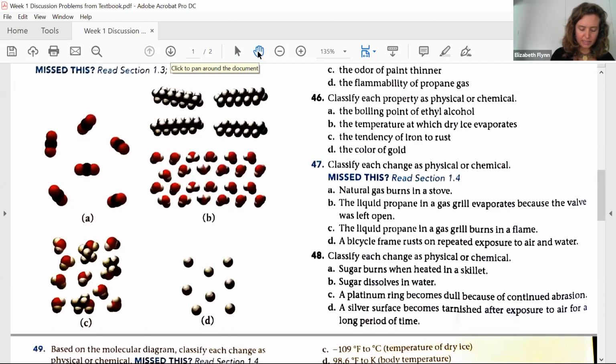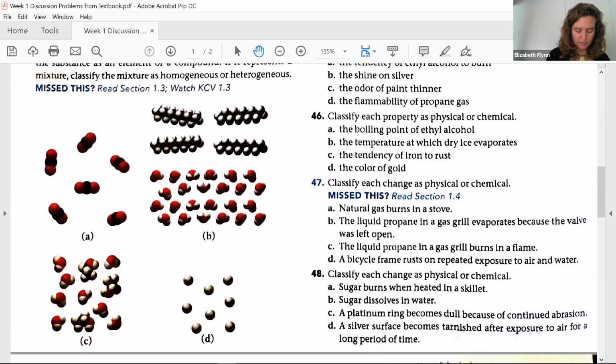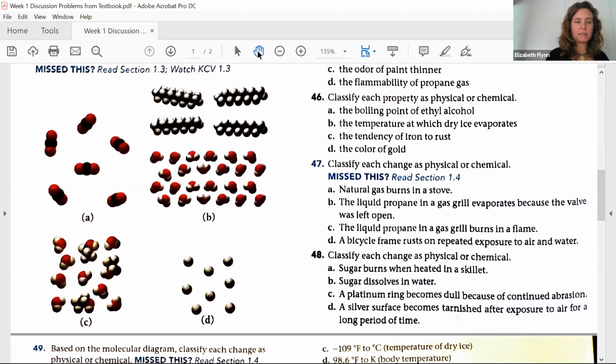We can actually look at this one over here too, right? Are we seeing this molecular art here? Are these molecular art mixtures or pure elements or compounds?